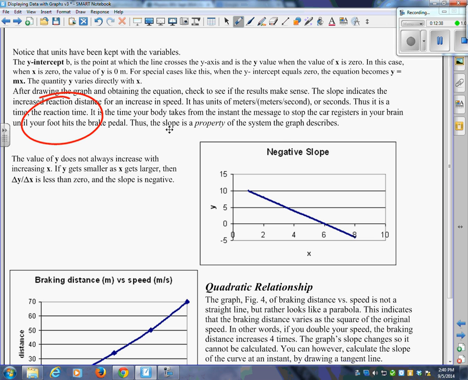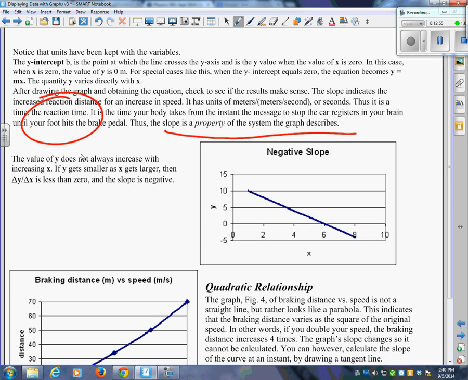Thus, the slope is a property of the system that the graph describes. The slope has some meaning. It's not just a number. In math, it's just usually a plain old number. No one cares what it means. In science class, we care what it means. In this case, it is the reaction time.